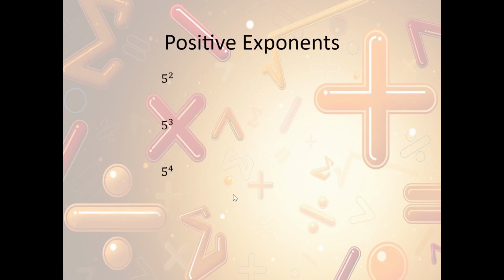Now let's talk about positive exponents. Positive exponents mean that the number above here, the number of times we're going to multiply it times itself, is a positive number. So we have 5 squared. Well, that means that we're multiplying 5 times 5, which in this case is 25. Then we have 5 to the third power, which is 5 times 5 times 5, which is 125. And then 5 to the fourth power is 5 times 5 times 5 times 5, which is 625. So we can do this with any exponent. We can take any base number and raise it to an exponent and multiply it by itself a certain number of times and solve.